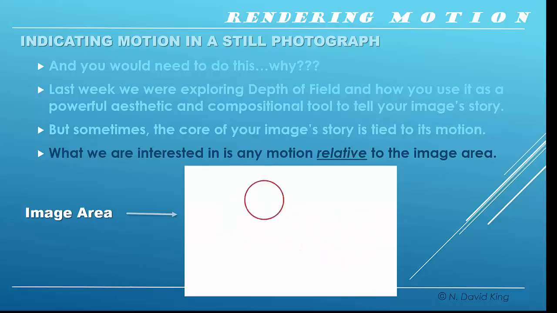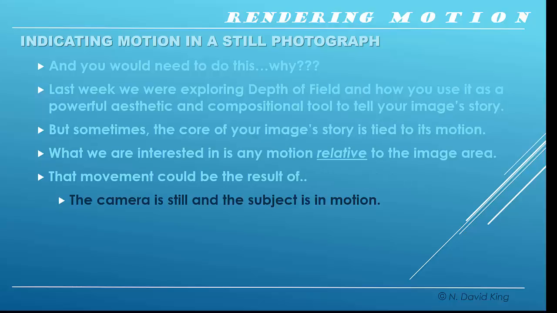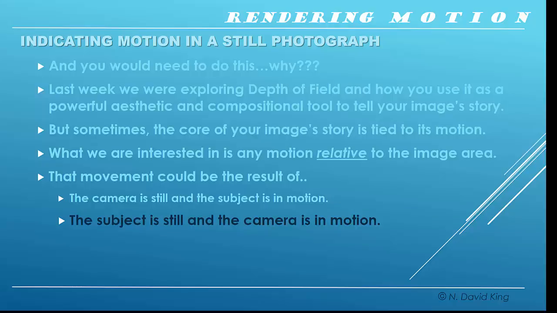How are we going to render that? So first, let's figure out why that motion may be there. What can cause it on the image plane? Remember, it's relative to the image area. So that means it could be resulting from several things. One is the camera could be still on a tripod or braced up against something, and the subject is in motion going by it. Or perhaps the subject is still and the camera is in motion.